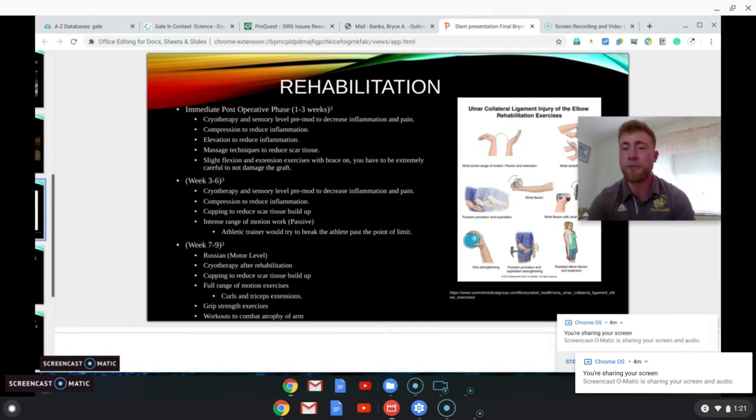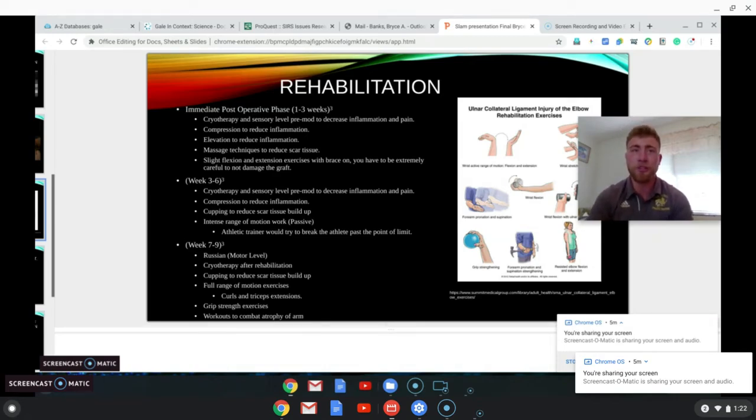During the immediate post-operative phase, which is the 1 to 3 week time span, the main focus was controlling pain and inflammation. To do this, the athletic trainer would use cryotherapy, and some examples of cryotherapy are cold water immersion or using cold ice packs. The athletic trainer would also use sensory level pre-mod to help decrease that inflammation and pain. This is just electrical stimulation that helps stimulate the area, calm everything down, and make it a more suitable environment for healing.